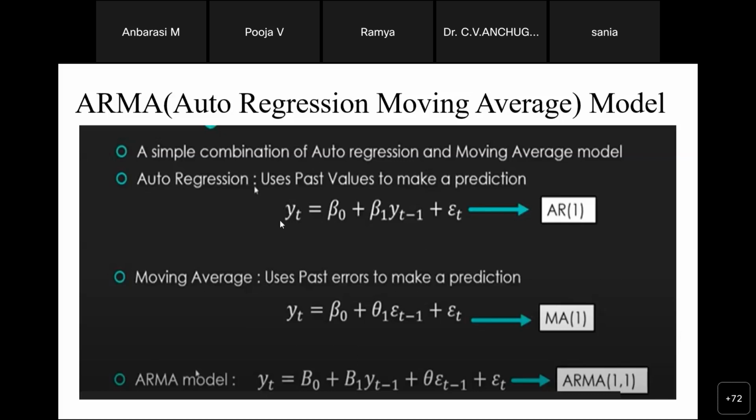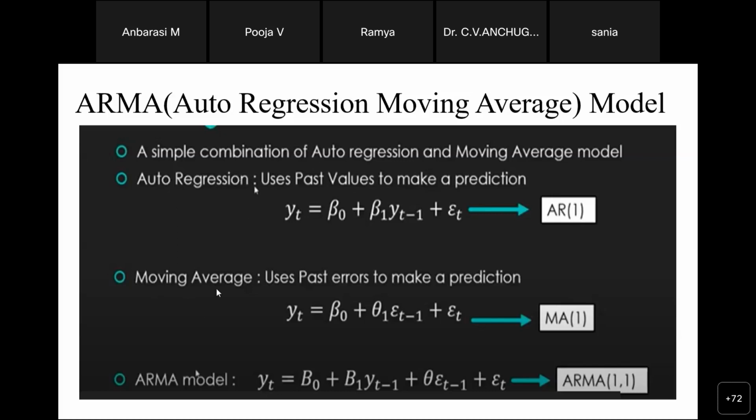The equations also we have discussed. So y, the current value, can be predicted based on some constant value plus a constant value multiplied with the previous value, okay, and along with the error. Okay, so this is how we used to calculate the autoregression model.